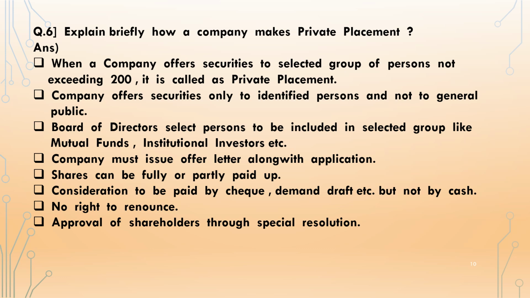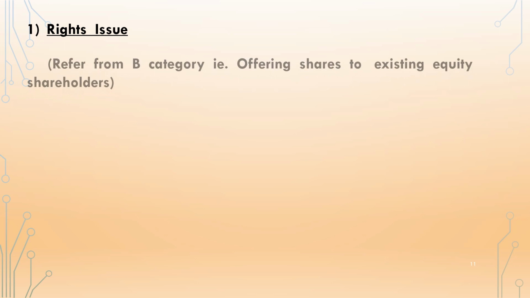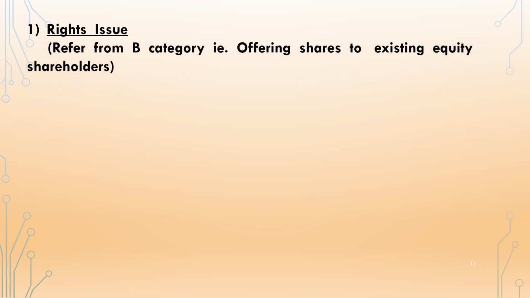Now, there are two ways in which a company can make private placement, that is, rights issue and preferential allotment. Let us now understand about the same. To begin with, the first one is rights issue, about which we have already discussed in our previous video. Thus, kindly refer to it from B category, that is offering shares to the existing equity shareholders. The next one is preferential allotment.